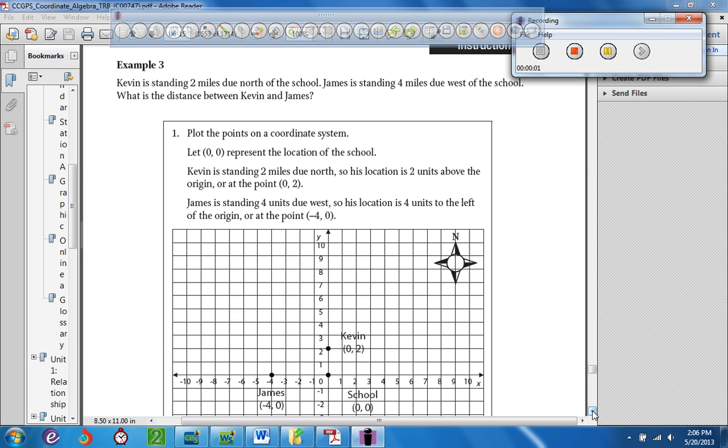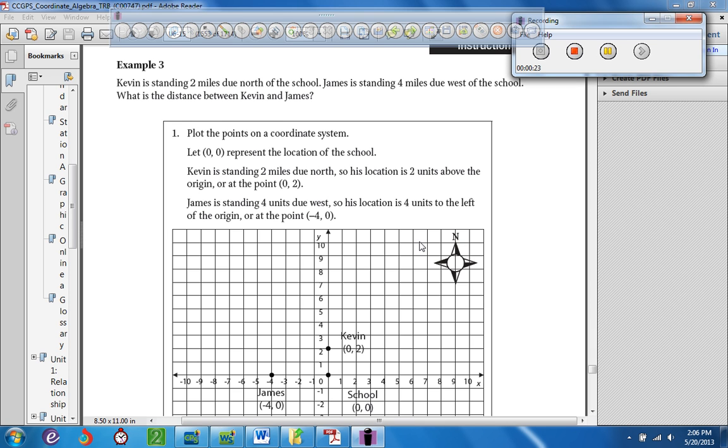Alright, here we're looking at example 3. Look at Kevin standing 2 miles due north of the school. Okay, so north is straight up. And James is standing 4 miles due west of the school. When it says due, we're talking about straight on the thing. What's the distance between Kevin and James?